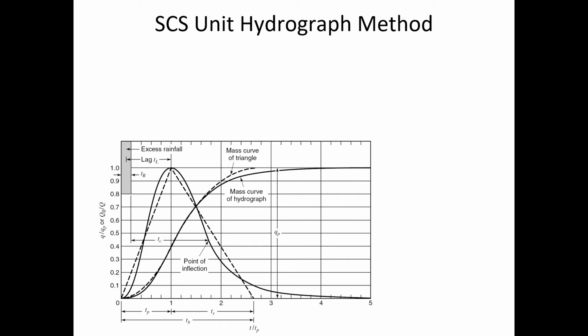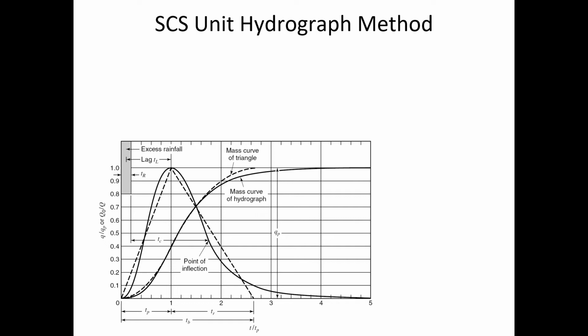P sub E, the rainfall excess, is reduced by the watershed's capacity for storage. So P sub E is P minus 0.2 S squared divided by P plus 0.8 S. From the curve number of the watershed we get S. P is the depth of precipitation, and P sub E is going to be the rainfall excess. Sometimes we know that as the runoff.